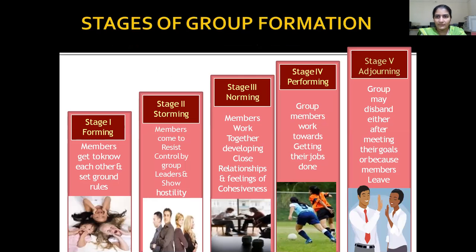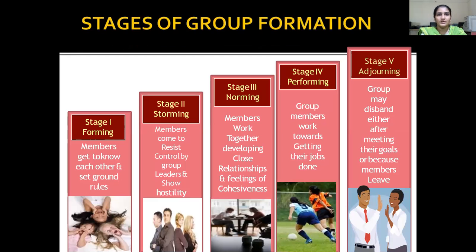There are 5 important stages of group development according to Tuckman. The first comes forming, then storming, then norming, afterwards performing, and once performing is done, adjourning is the final stage in the group development process.